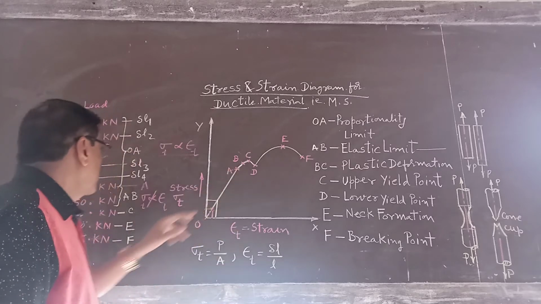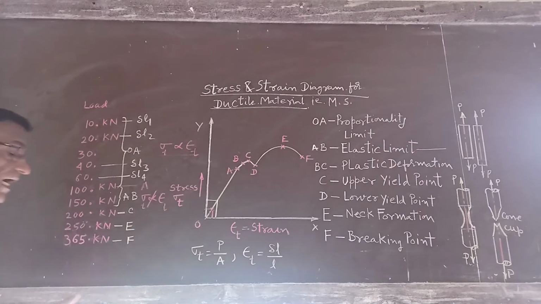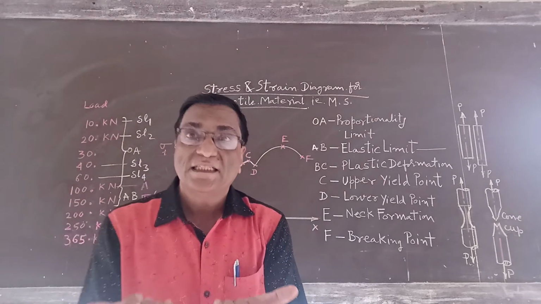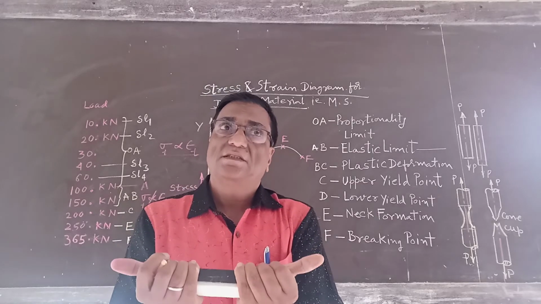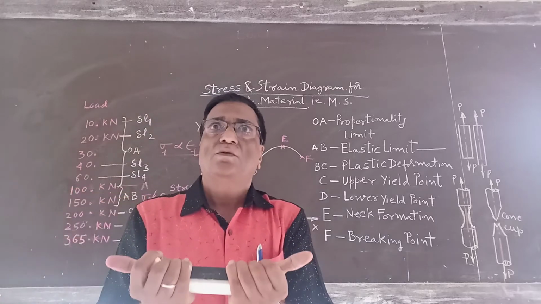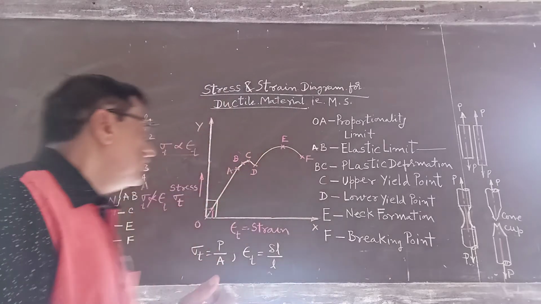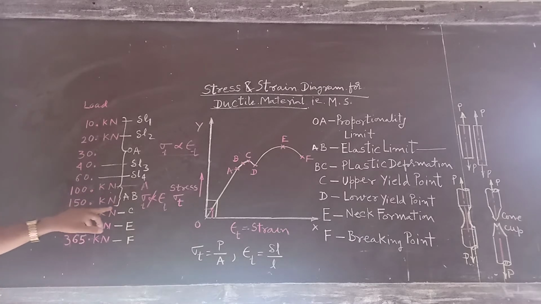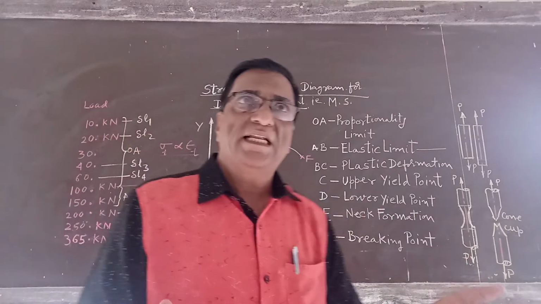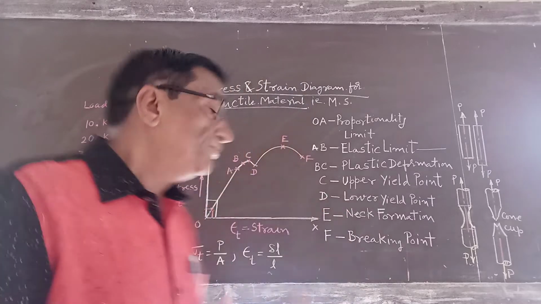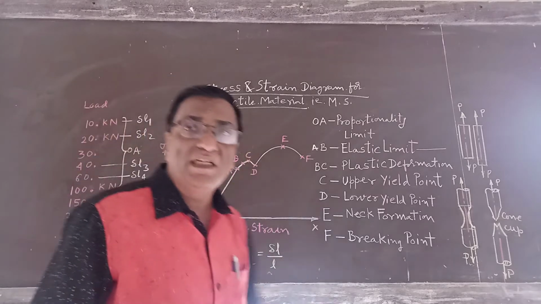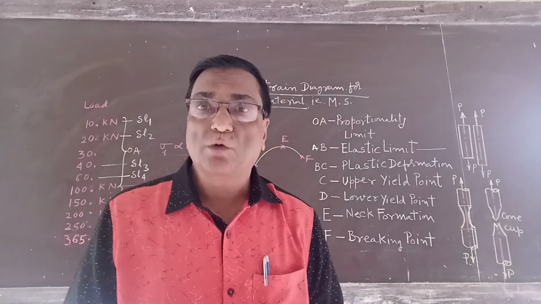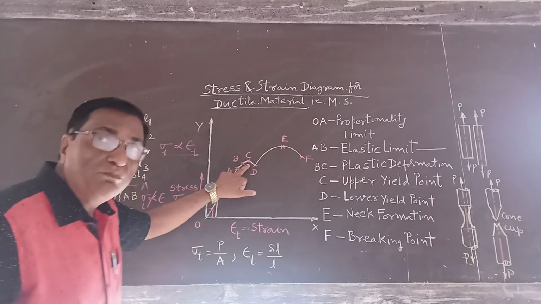After point B, if I increase the value of load, then after removal of load the length remains increased. The material does not regain its original length, so that is plastic deformation. Suppose I apply a load of 155 kN. After removal of load, the increased length remains, so plastic deformation is there. This happens up to the point C. Up to the point C, maximum yielding takes place. Yielding means plastic deformation.